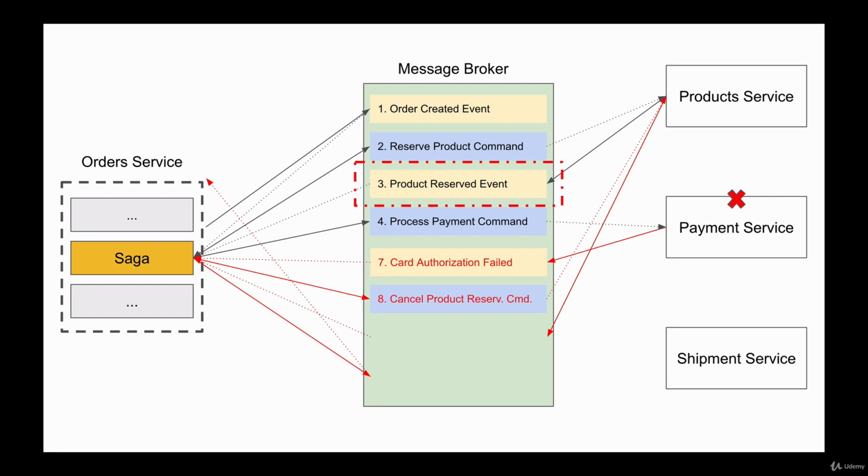Products microservice will consume the cancel product reservation command, will update product state back to be available, and will publish product reservation cancelled event. Saga will consume this event and will publish the reject order command. Orders microservice will consume the reject order command and will update the database by changing the status of this order from opened to rejected. I'm sure you get an idea of how it works.